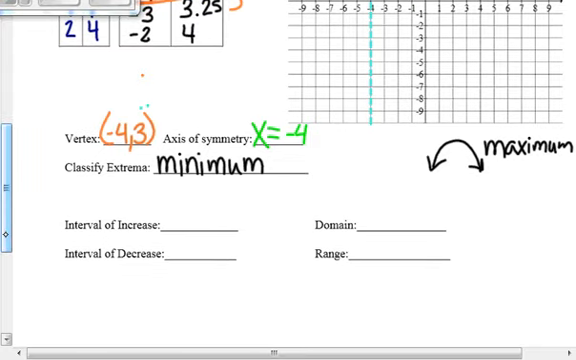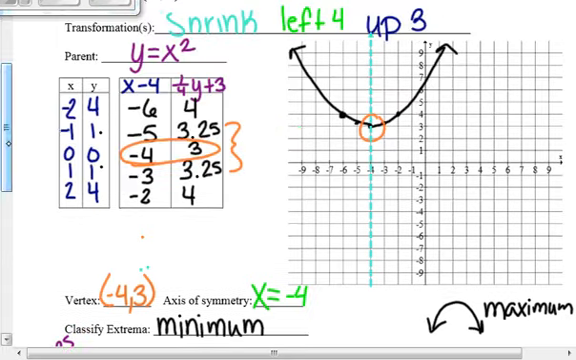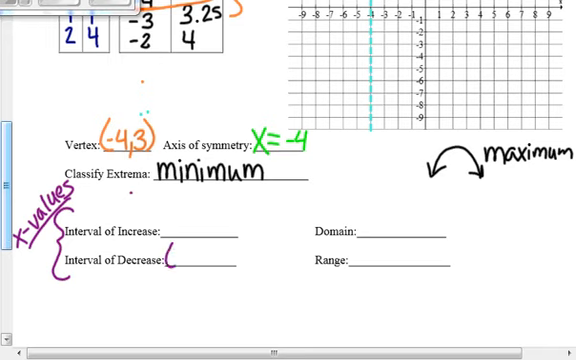Alright, so intervals of increase and decrease. These are only x values. You never use y values when you're talking about intervals of increase and decrease. So if we look back at the function, if you think about an ant, and it's walking downhill, so that's decreasing. So our interval of decreasing is coming all the way from negative infinity, and it's stopping at our x value, which is negative 4. So we write our interval of decreasing being negative infinity to negative 4.